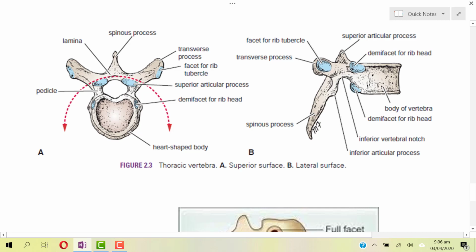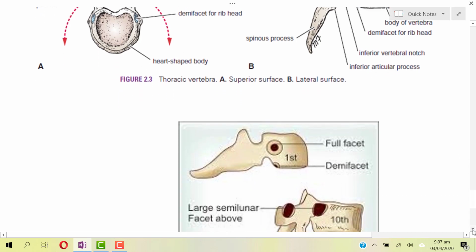I will repeat again. The above facet will articulate with the corresponding rib. For example, if this is the fifth thoracic vertebra, it will articulate with the fifth rib. But the facet which is below will articulate with the sixth rib, that is, the rib which is below. Okay. Remember this point. This is a very important point.